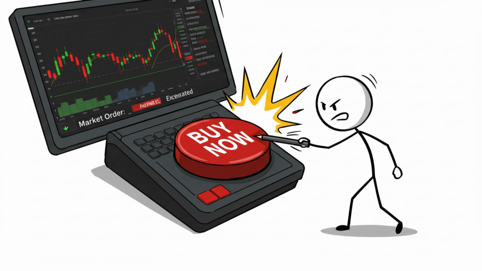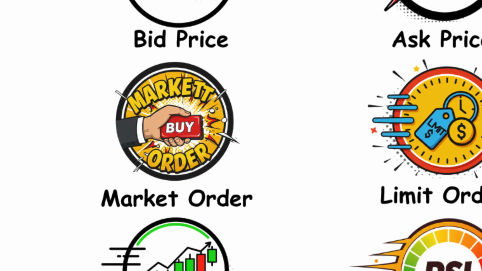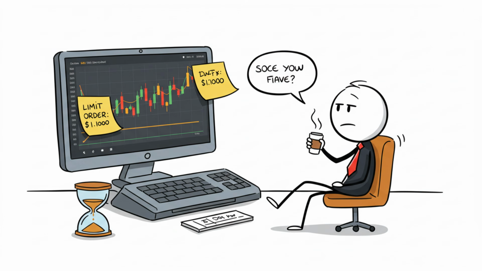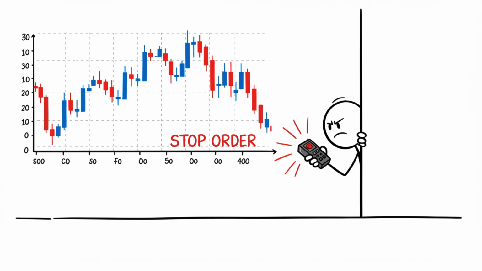Market order. An order that executes immediately at the best available price in the market. Limit order. An order to buy or sell at a specified price or better. It waits until the market reaches your level. Stop order. An order triggered once price hits a predefined level, commonly used for entries and exits.